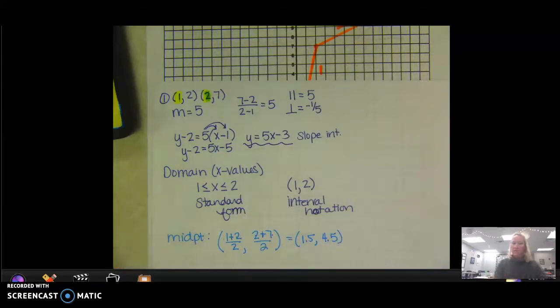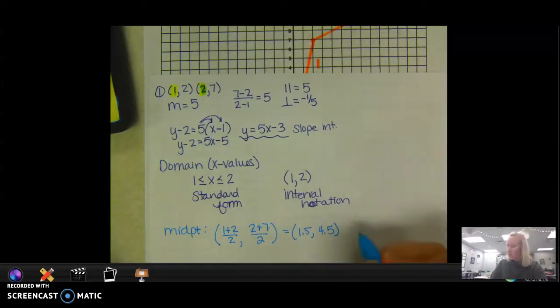I'm going to pause and see if they want it in decimal form or fraction form. I believe it says reduced fractional form, so you actually wouldn't put the decimal in. You would do 3 over 2, and you would do 9 over 2 instead. So that would be the correct solution.